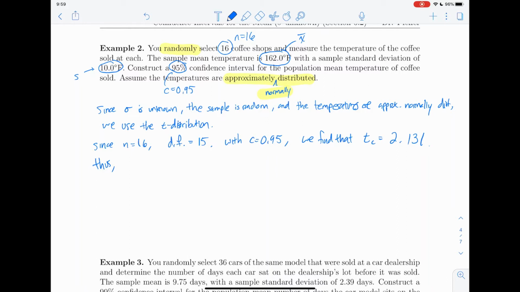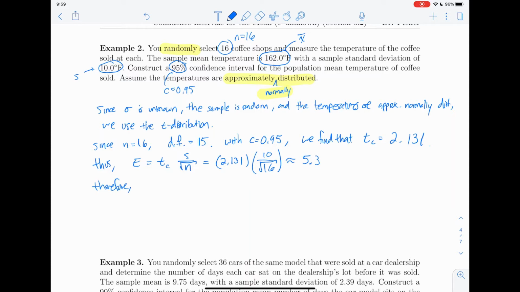Thus, the margin of error, E, is by the definition of the formula, t sub c, the critical value, times little s over the square root of the sample size. But now that we have all the data, t sub c is 2.131. Little s, remember, was 10. We recorded that while we were reading the problem. And the sample size was 16, so we have square root of 16. And if you plug this into a calculator, you'll get that this is approximately equal to 5.3. So the margin of error for our confidence interval is going to be 5.3 degrees Fahrenheit.